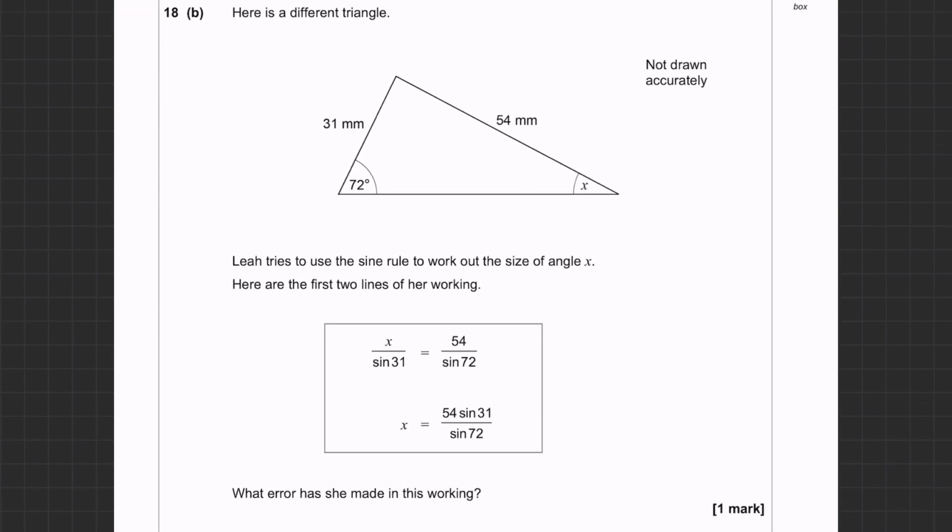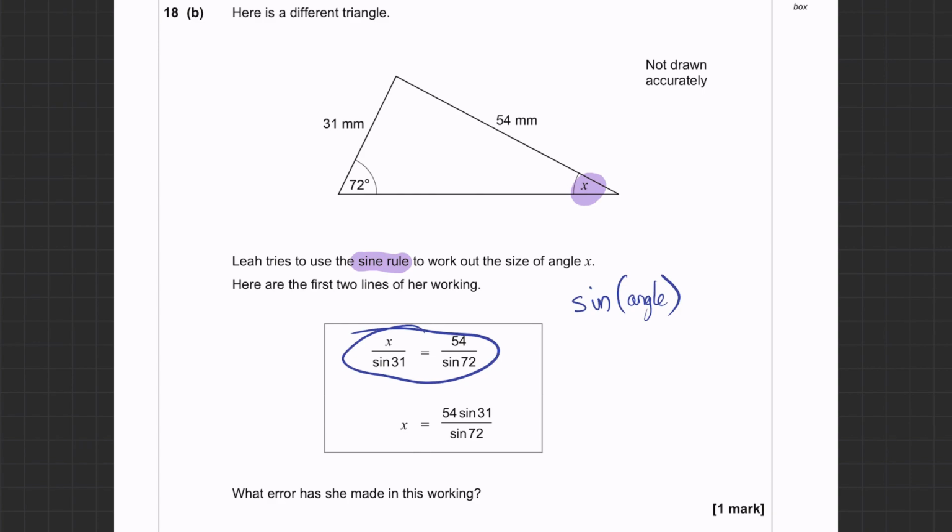Here is a different triangle. Leah tries to use the sine rule, that's the most important part here, to work out the size of angle X, which is here. Here are the first 2 lines of her working in this box here. What error has she made in this working? Well, the error actually started in this very first line. If you write out the sine rule, it's actually got to be sine of the angle.